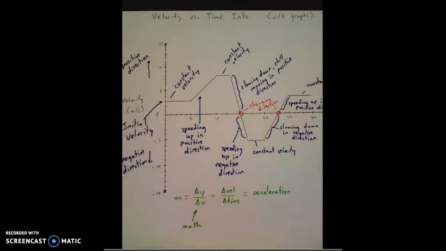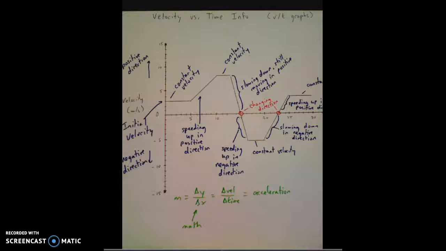Knowing that the slope of this graph represents the acceleration, we can then look through any part of this and know what the acceleration is at that point. Where there is a slope of 0, there's 0 acceleration. Where we have a positive slope, we've got positive acceleration, and so on.